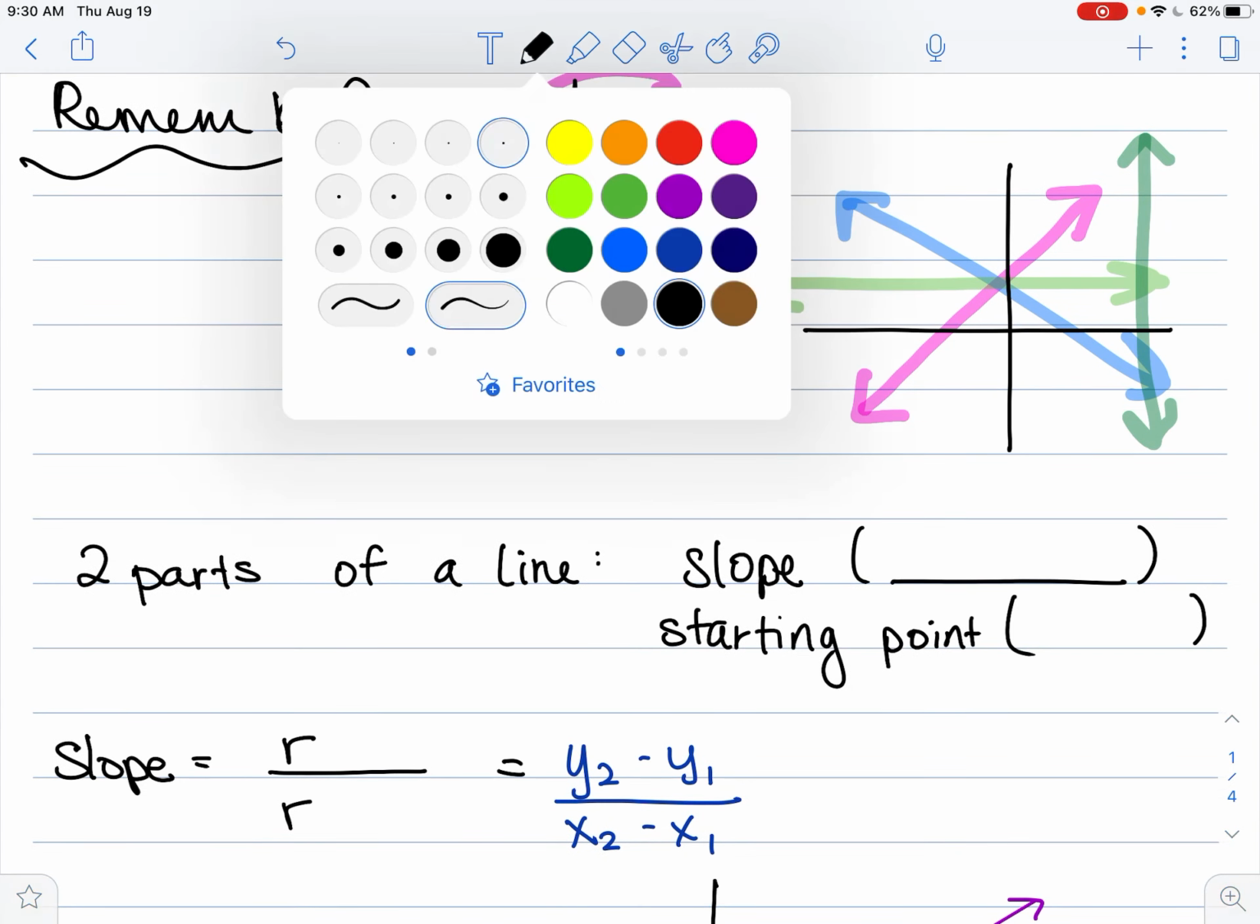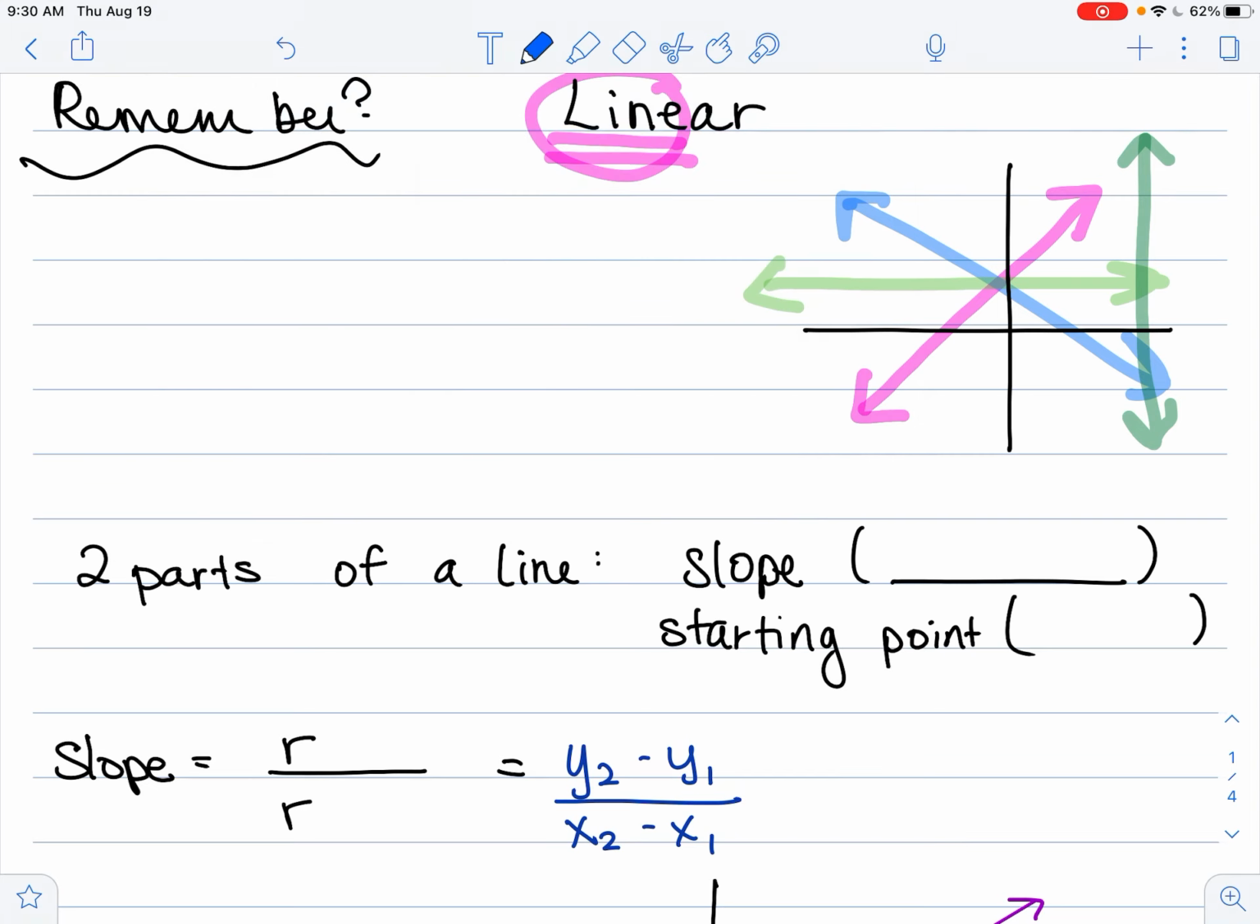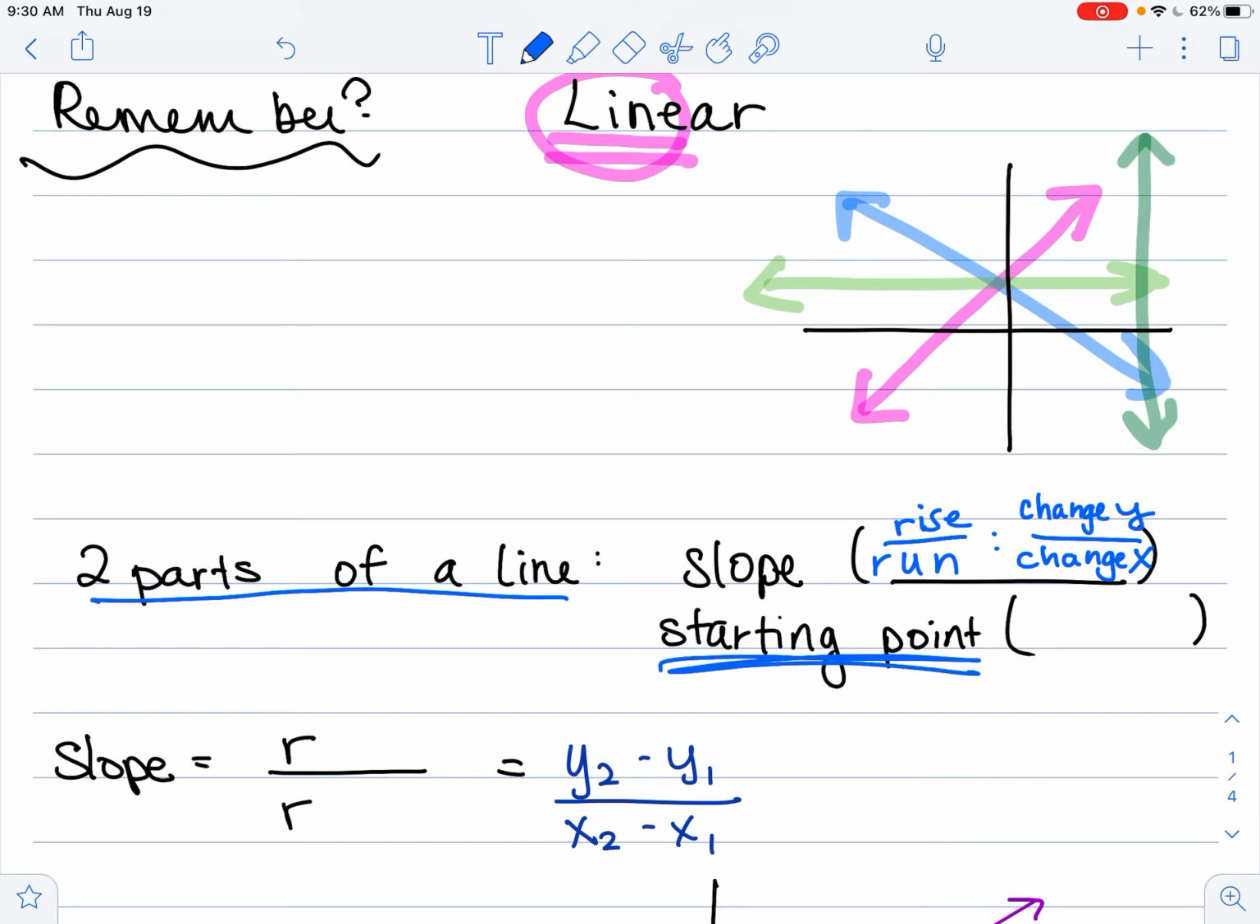When we're talking about linear functions, linear equations, properties of a line, there's two parts to a line. One is the slope. Another way to call the slope is the rise over the run. We can also call this the change in the y over the change in the x. The slope tells you the direction or the steepness of where the line is going. And you always want to start with the starting point, and then you can use the direction.